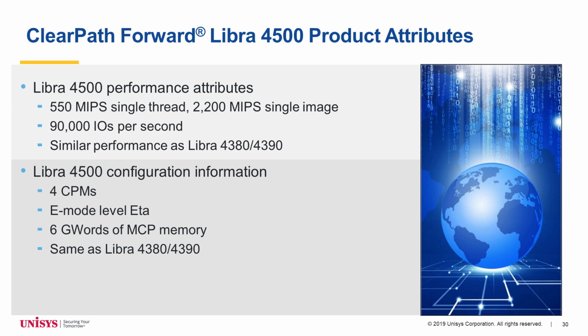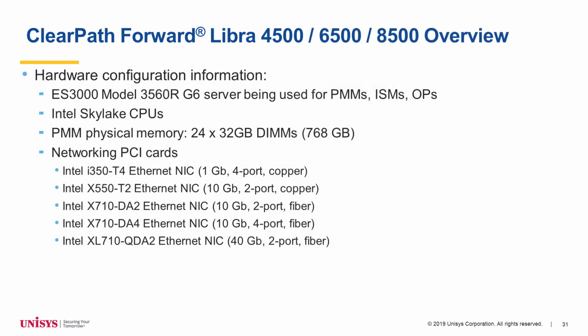The 4500 product attributes: it's 550 MIPS single thread with 90,000 IOs per second, similar performance to that of the 4380 or 4390, except it's running on a Skylake processor. The Libra 4500 configuration has 4 CPMs and 6 gigawords of MCP memory. So all of these hardware configurations, the 4500, 6500, and 8500, utilize the underlying architecture, which is based on the ES3000 Model 3560R G6 server, and it's used for PMMs, ISMs, and the op servers now.